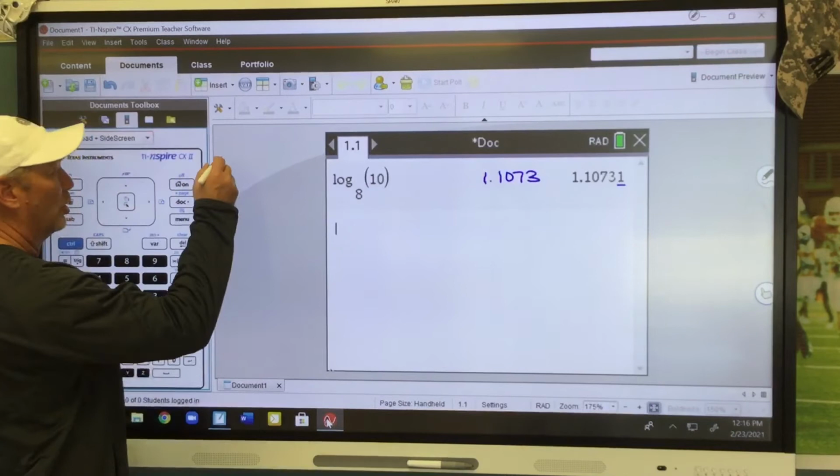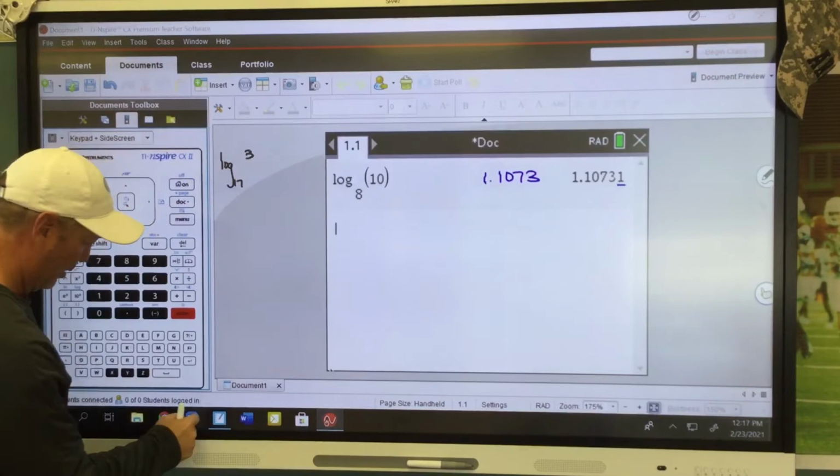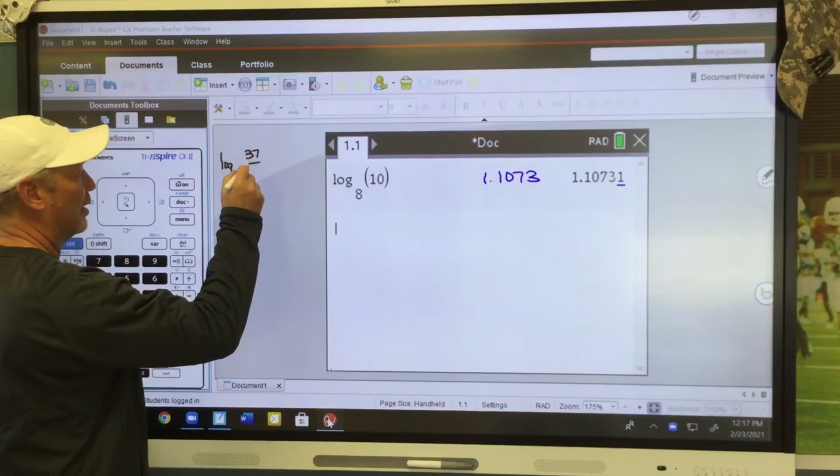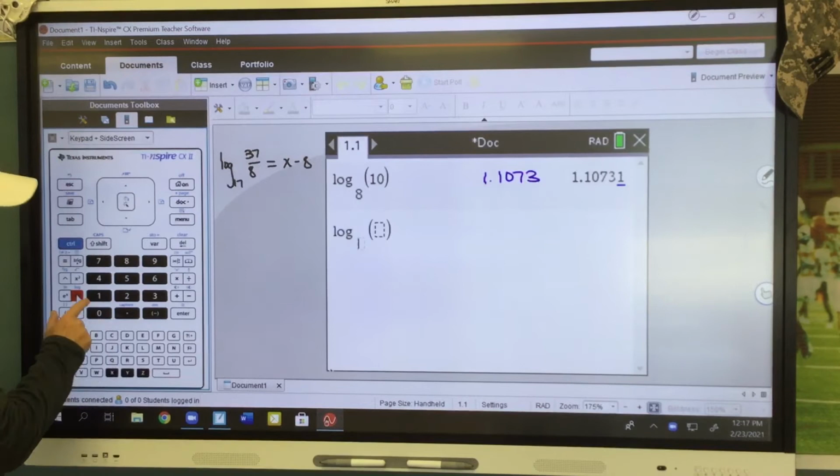Log base 17 of 37 over 8 equals x minus 8, okay? So, control, we're going to go log base 17, 37 divided by 8, and hit enter.